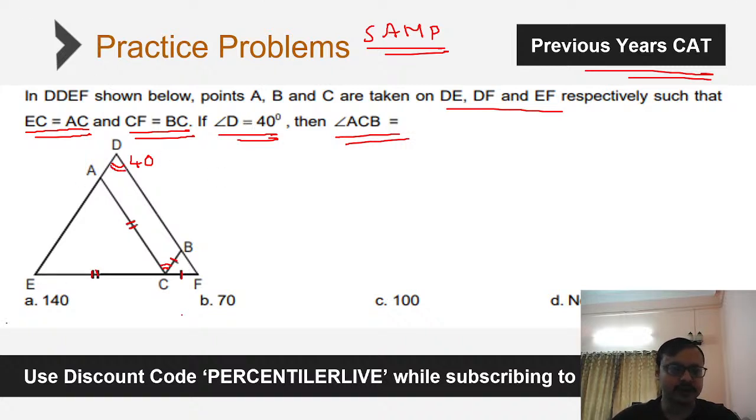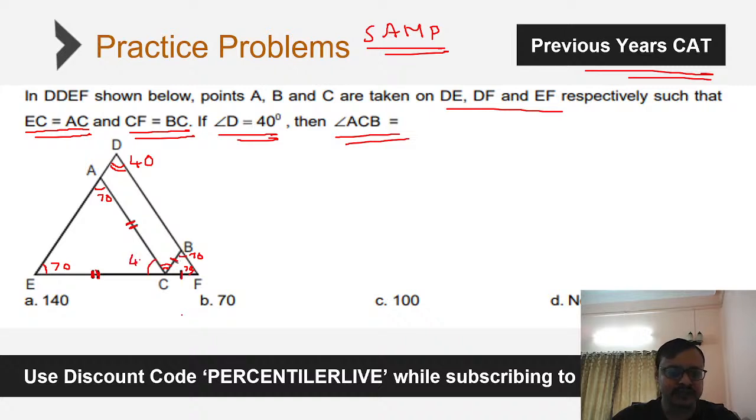So this angle is 40. It means the sum of the remaining two angles, this and this, is 140. So the sum of angle E and F is 140. What we do is we take them as equal values, that is 70, 70. The moment we do that, if this is 70, this angle will also be 70 because these two sides are equal. Similarly, if this is 70, this will also be 70 because these two sides are equal.